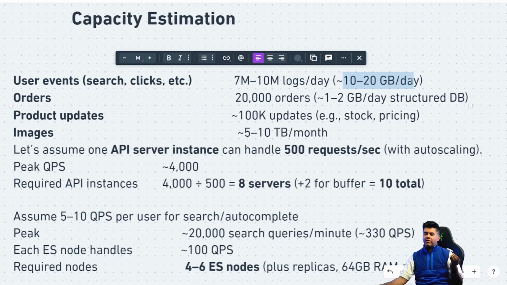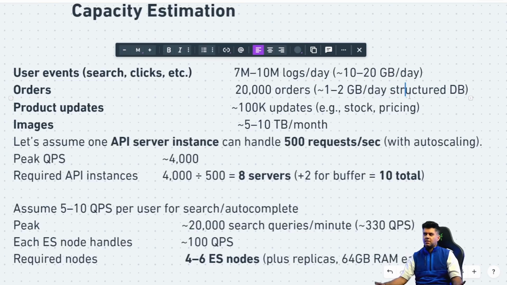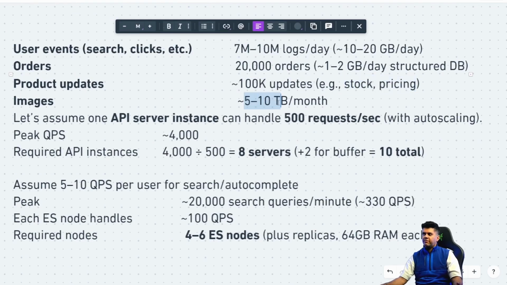So right. Now with capacity estimation, we want to be mindful about the GBs, the TBs, the PBs, like how much data is being generated. And depending on that, we'll have our servers or our databases to handle that kind of data. How many orders? We calculated in the previous step, which is 20,000 orders. So I'm considering that to be 1 to 2 GB per day, which is structured data, right? Orders are structured. Product updates: 100,000 updates to the stock, pricing, etc. are happening on the products. And images, that's 5 to 10 terabytes per month of product images.